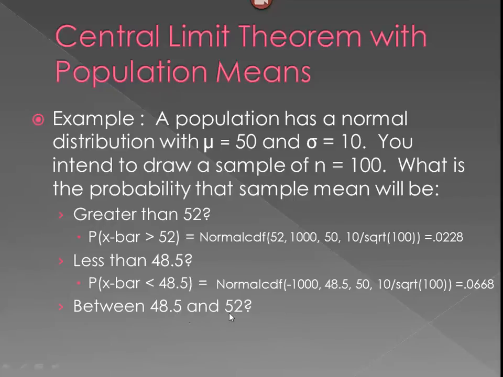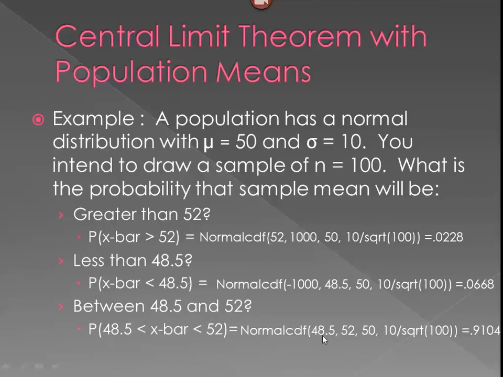And if we're going between these two boundaries, again, we're just still after an area here. We're going to go normal CDF 48.5 all the way up to 52. We have no unbounded sides of my curve. We have two definite boundaries. And we find the area, or the probability, to be 91.04.